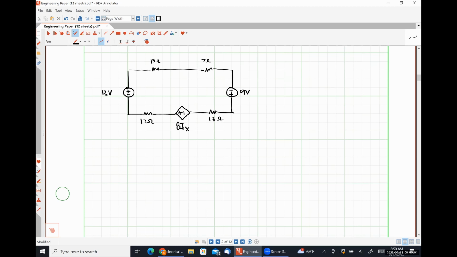And what I want us to find, oh, and I need to define IX as well here. So I'll choose to have IX flowing in this direction. So I want us to find the power supplied by the dependent source.